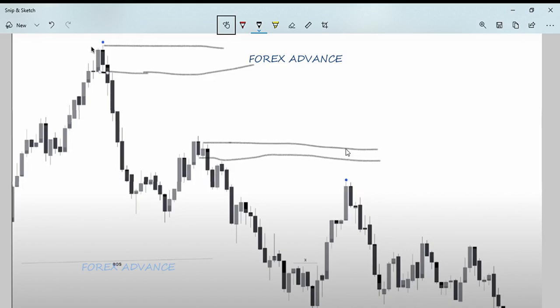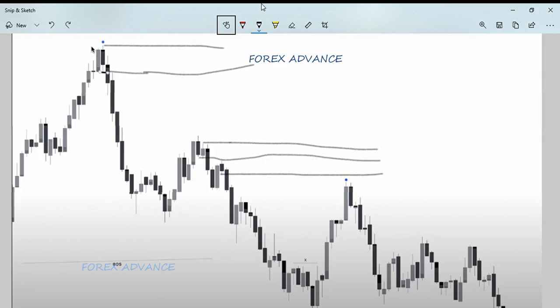Again, we move forward to find the next order block. Again, the market has taken a small pullback and this small candle again has imbalance here. So the next order block will be here.